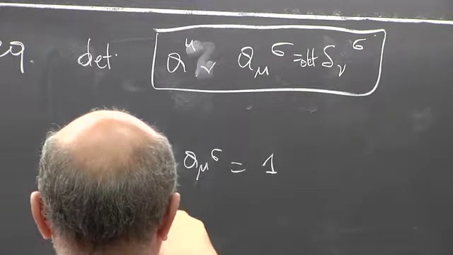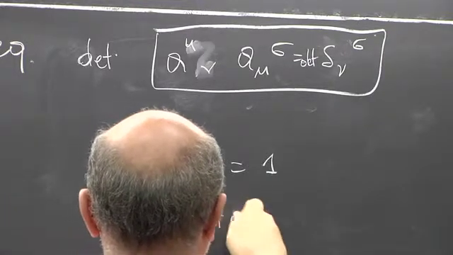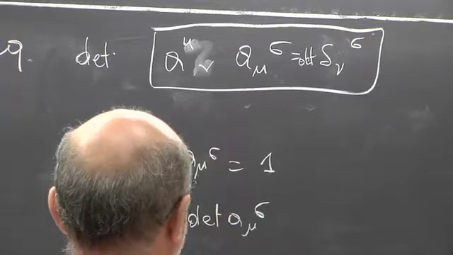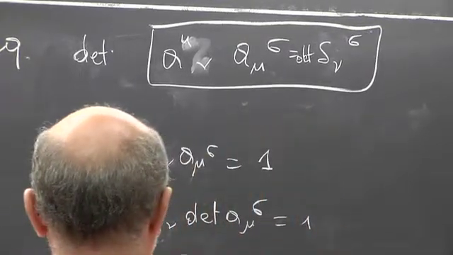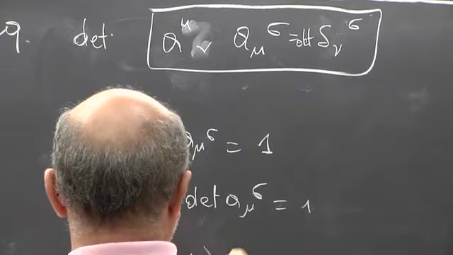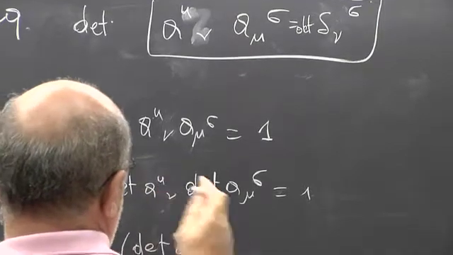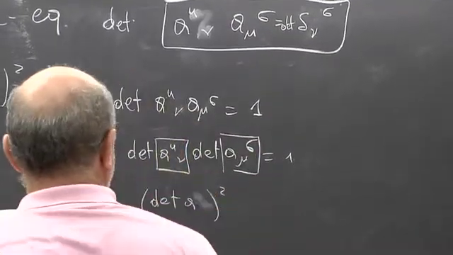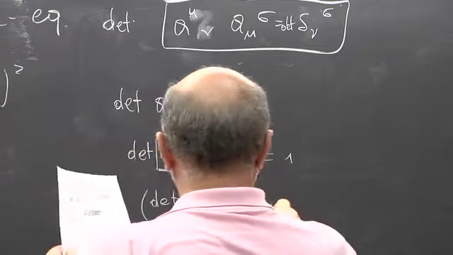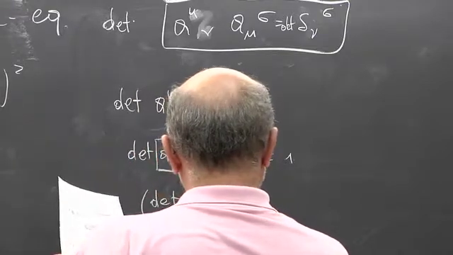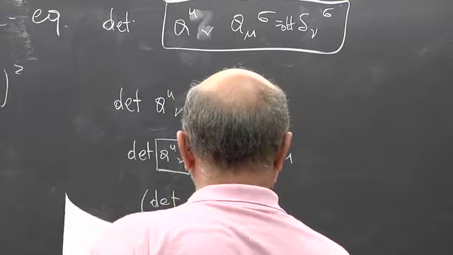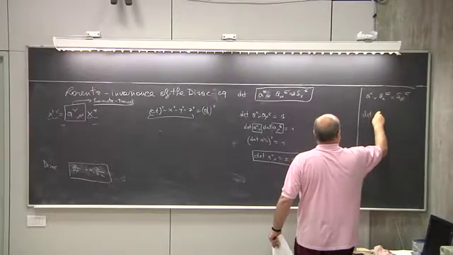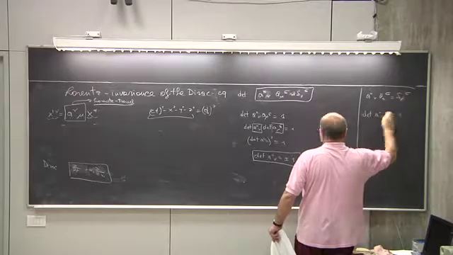Then we get determinant A mu nu times determinant A mu sigma, because the determinant of a product of two matrices is the product of the two determinants, is equal to 1. But this means the determinant of A mu nu squared, it doesn't matter, here I put the element, but you know, there should not be the element. It means take this matrix and do the determinant. So the determinant of A squared is equal to 1. It means the determinant of A mu nu is equal to plus or minus 1. So let's write it here. The determinant of A mu nu is equal to plus or minus 1.